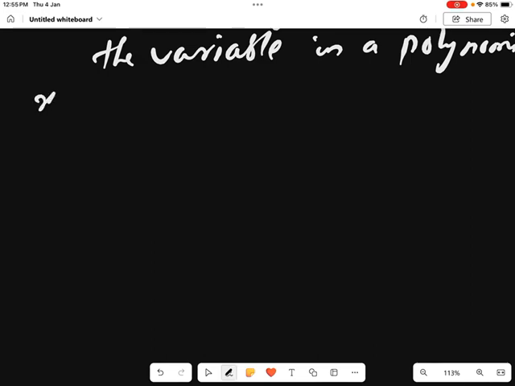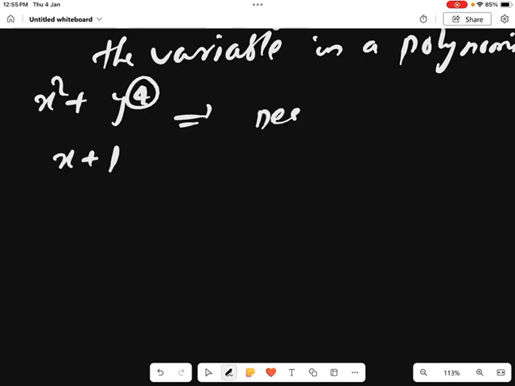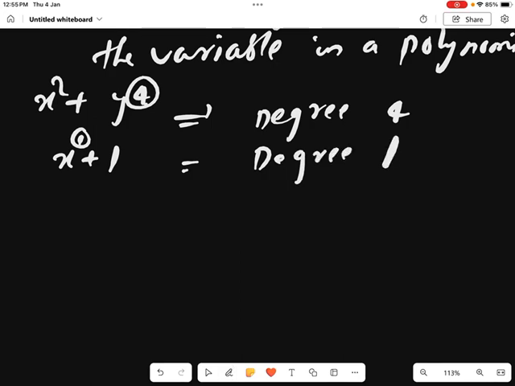Examples: x square plus y raised to 4. The degree of this polynomial is 4 because the highest power of the variable is 4. Then next is x plus 1. Here only one variable is there. Then the highest degree in power means 1. So the degree is equal to 1.